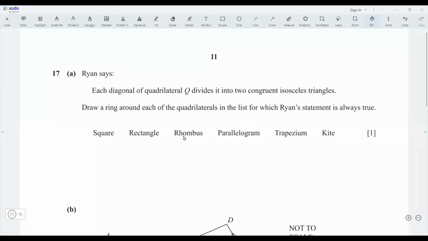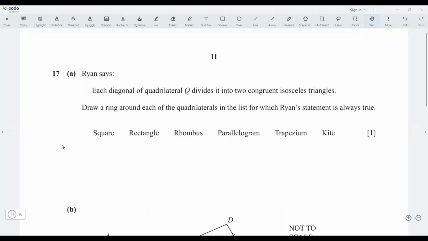So moving towards question 17, it is saying that each diagonal of quadrilateral Q divides it into two congruent isosceles triangles. Means two triangles where all the corresponding angles and sides are equal, and two of the sides are equal as well. So we have to draw a ring on each shape in which this statement is true, because Rian is saying this.